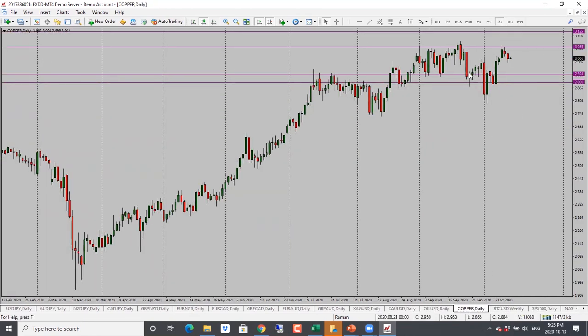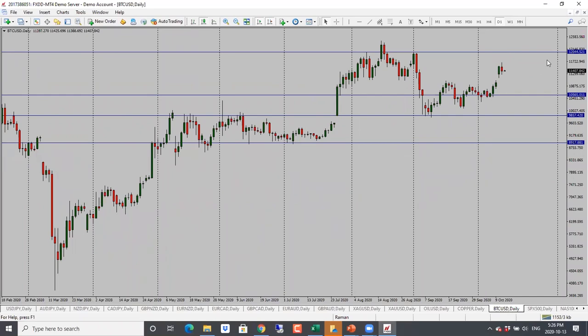So neutral bias for oil. Copper here. Copper looking bearish here and looking for a further drop back into this support level again towards 2.93. So this is bearish as well.